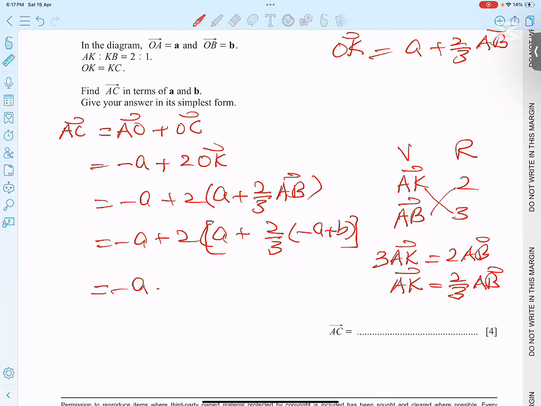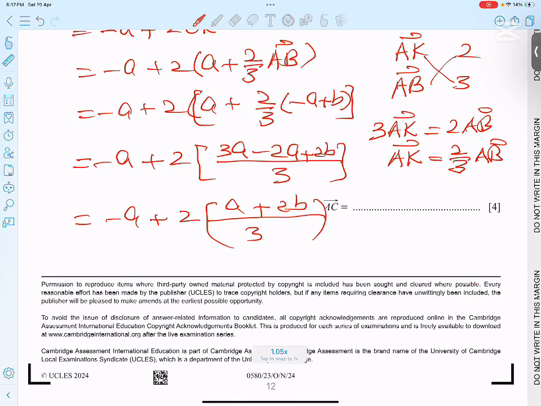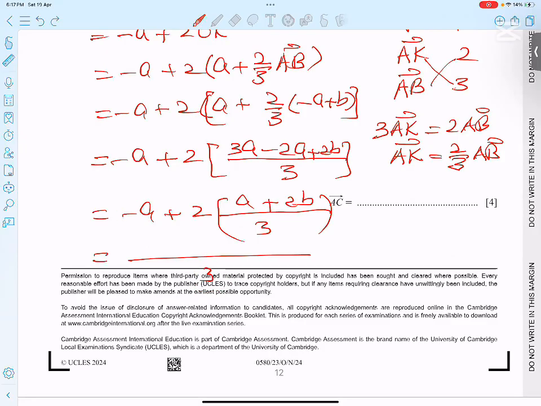Negative a plus 2 by 3 times 2(negative a plus b), and I take LCM here, students. LCM is 3. 3 multiplied with the a, I get 3a, and negative 2a and plus 2b. And I'm going to finalize this 2 in the bracket. I'm getting a plus 2b. Okay, again LCM 3. 3 multiplied with that, I got negative 3a, and this 2 multiplied inside, I got 2a plus 4b. And solving these two, I got negative a plus 4b divided by 3.